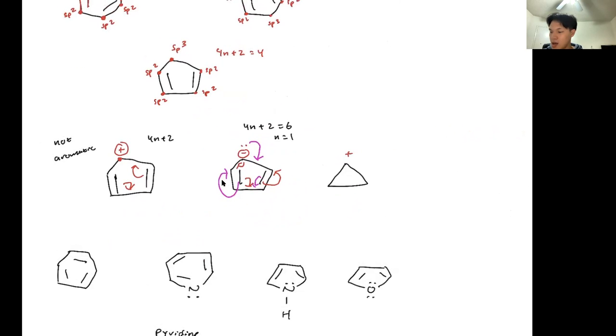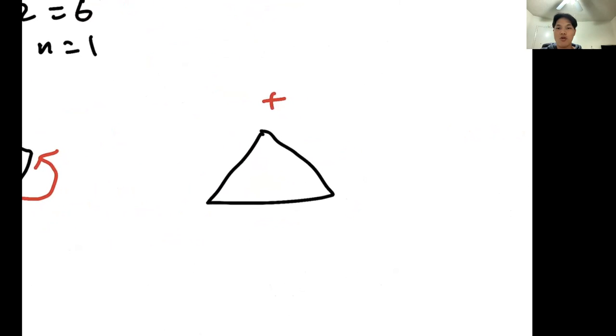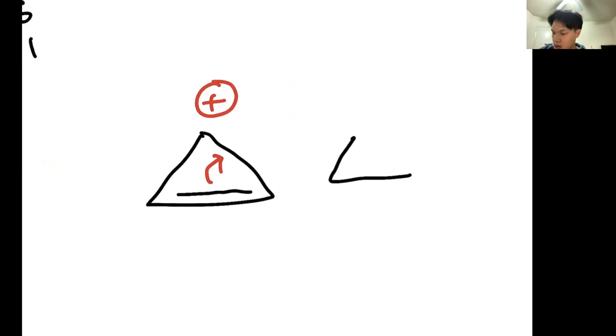Let's see if we have a cyclobutane. Oh, I forgot to add this. Okay, if we have this, it's a cation right here. It doesn't look like it can be aromatic, but because of the fact that we have resonance here, let me just show that real quick.